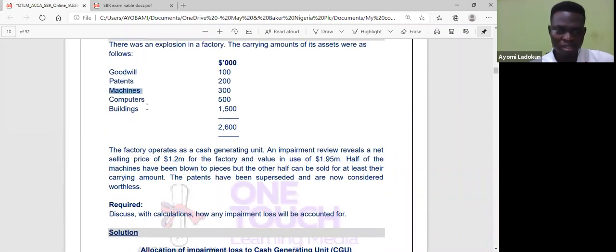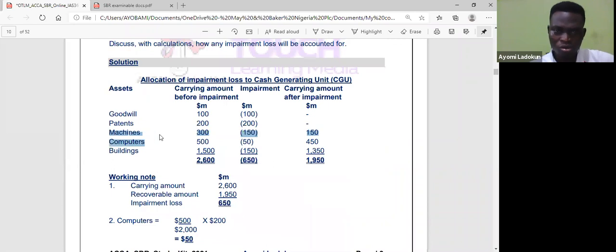So I go to the machine. Okay, let me just show you the solution. I go to machine. Can you see $300 million or whatever? Because it's half, I reduce it to half so that I can have this half. It's as simple as that.